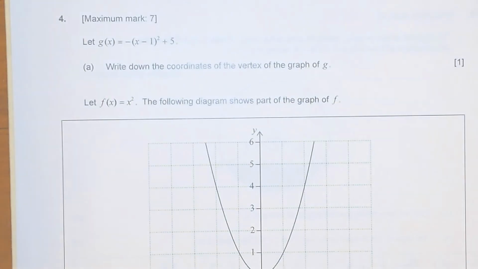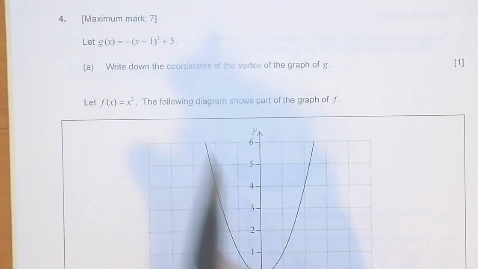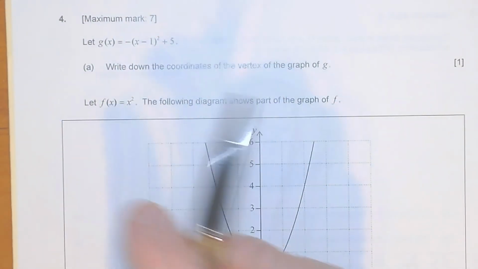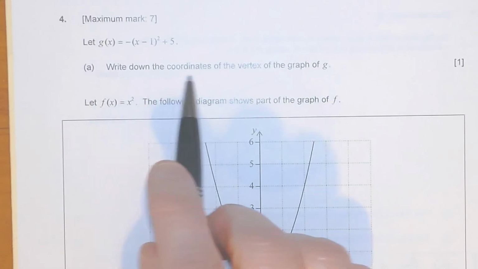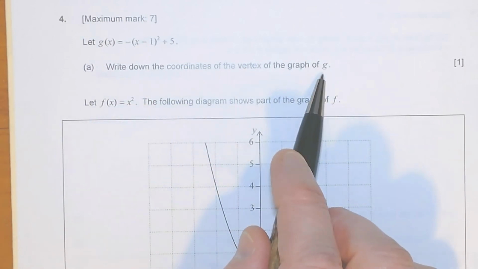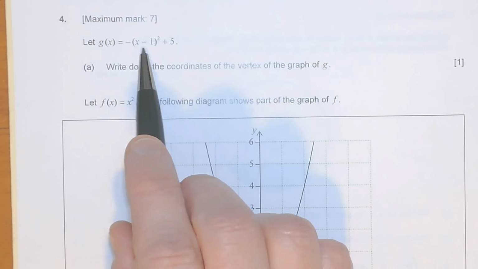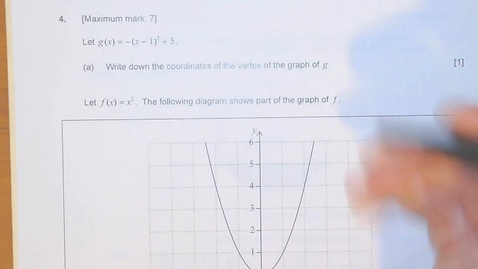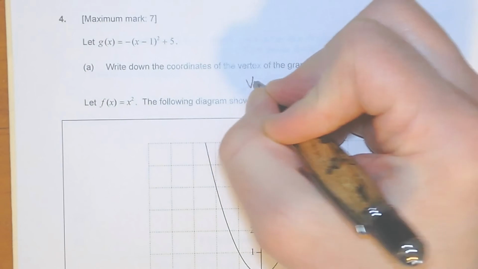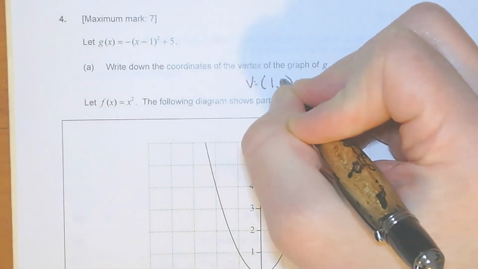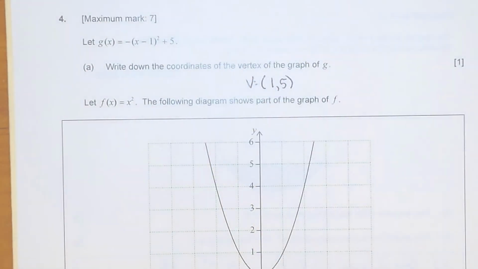On to problem 4. Here we have an equation for a parabola, g of x, and it says write down the coordinates of the vertex of the graph of g. Well, I can just look at it. It's a times x minus h squared plus k, and so my vertex coordinates are simply positive 1, comma 5. Right?